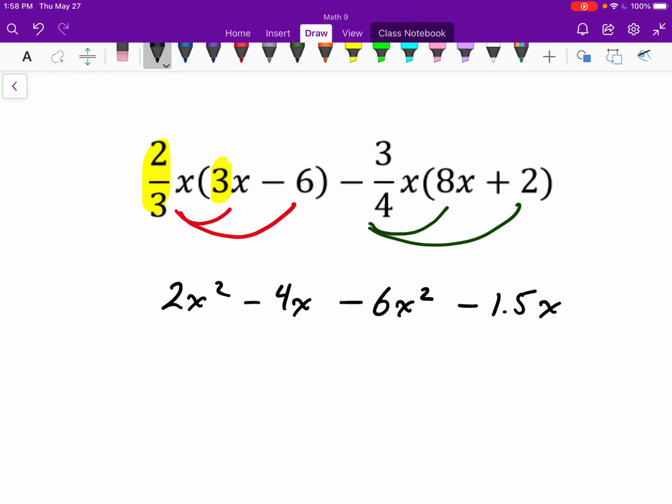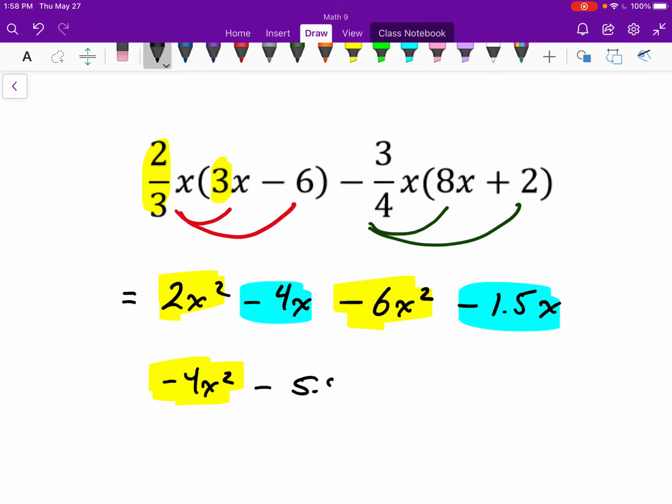And now, like before, just see if there are any like terms. And there are: 2x squared minus 6x squared. Those are like terms. 2 take away 6 is negative 4, so negative 4x squared. And right here, I have minus 4x minus 1.5x. It's even more negative. It's negative 5.5x.